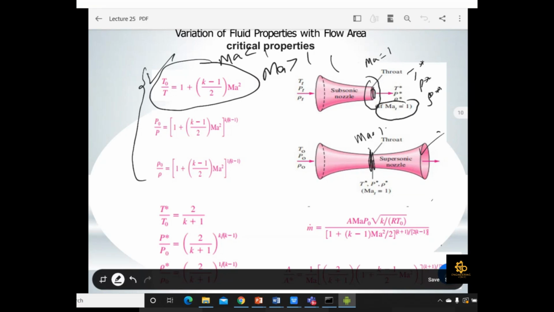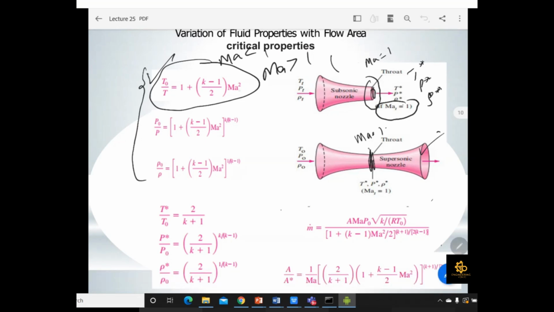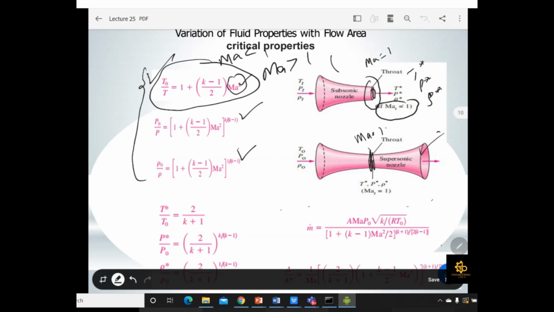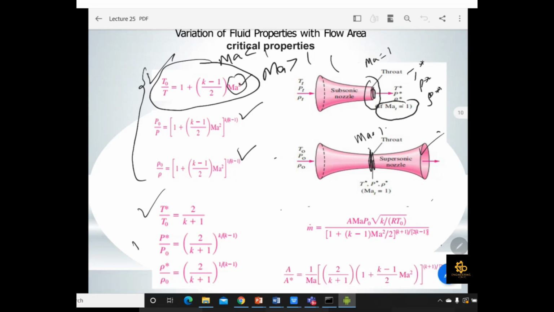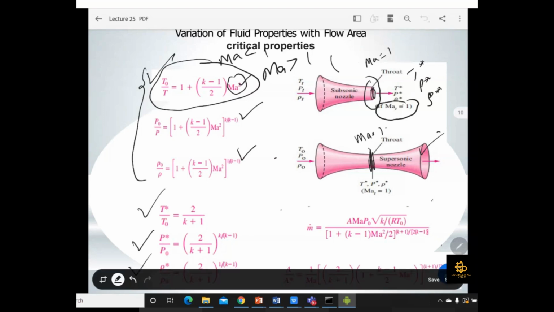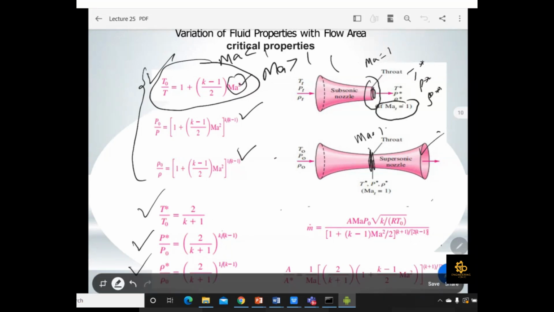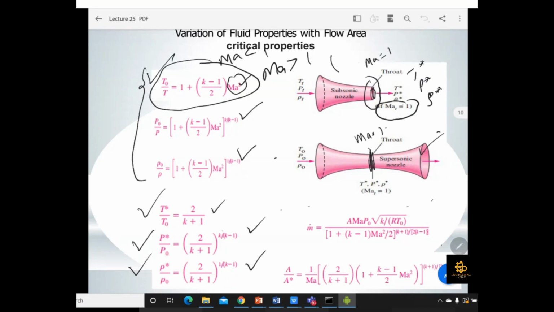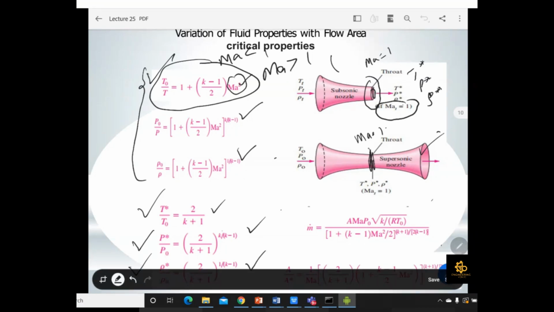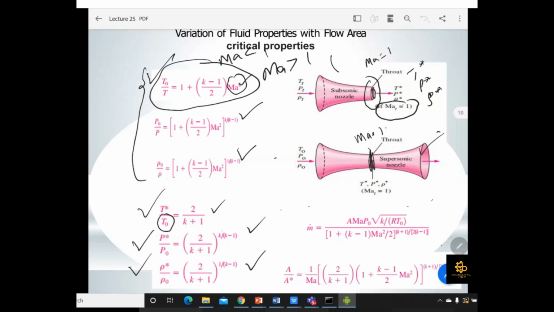For example, if I want to find the temperature at the throat, I have to find T star. Similarly, T star, rho star, that is, the critical properties. In the equation which we tried in the last lecture, you just have to put the value Mach number equal to 1, and you will get T star by T naught, rho star by rho naught easily. So if you know the stagnation temperature, you can easily figure out the value of the critical property where the Mach number is equal to 1.